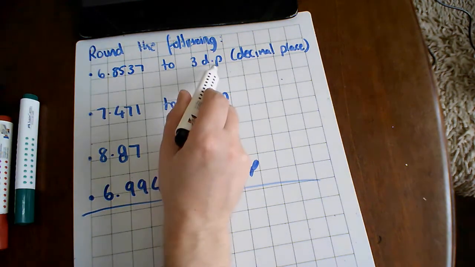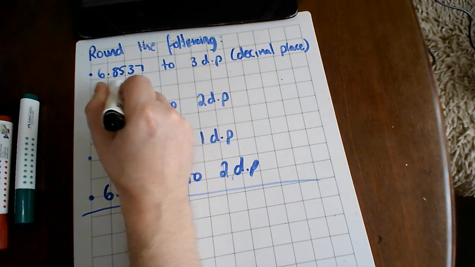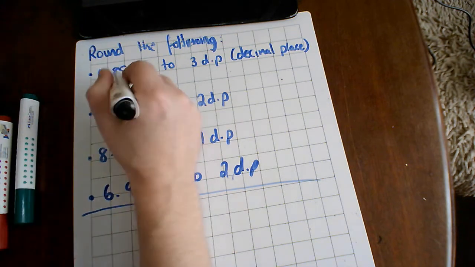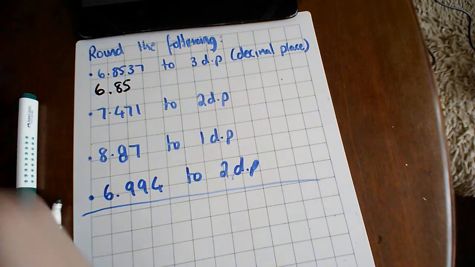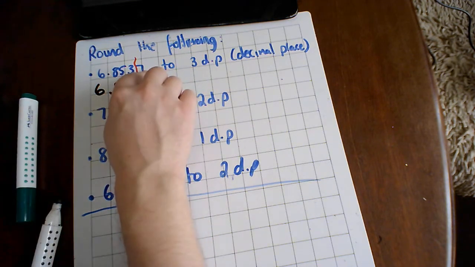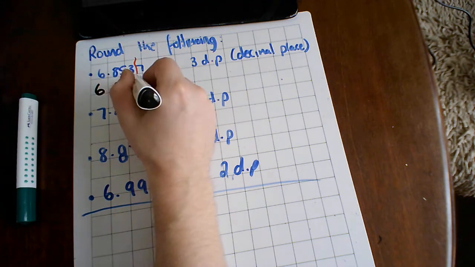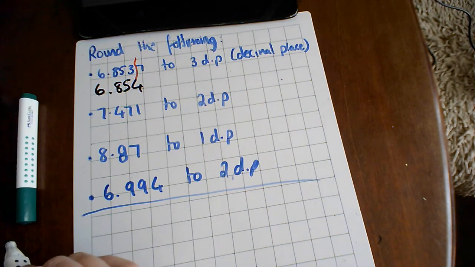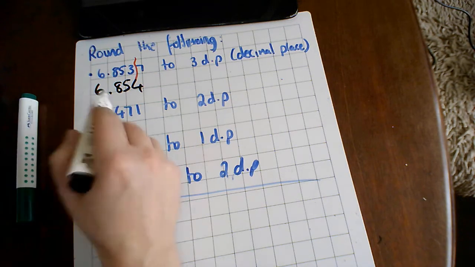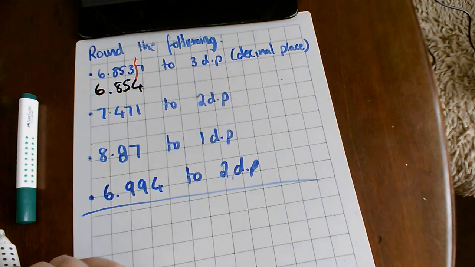So you want 3 decimal places after the decimal point. So it's 6.85 and then I look at the number after the third decimal place. So 7, is that 5 or above? And if it is, it brings it up, and it's going to bring this one up. So it's 6.854. That is rounded to 3 decimal places. If it asks for 3 decimal places, give 3 decimal places.